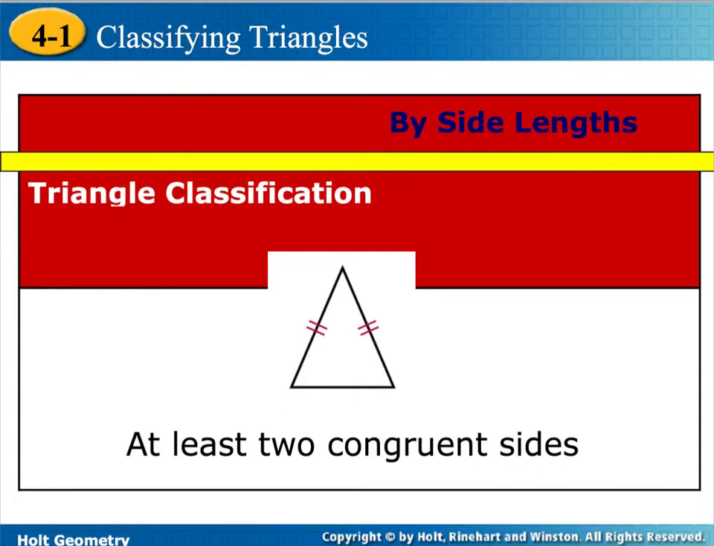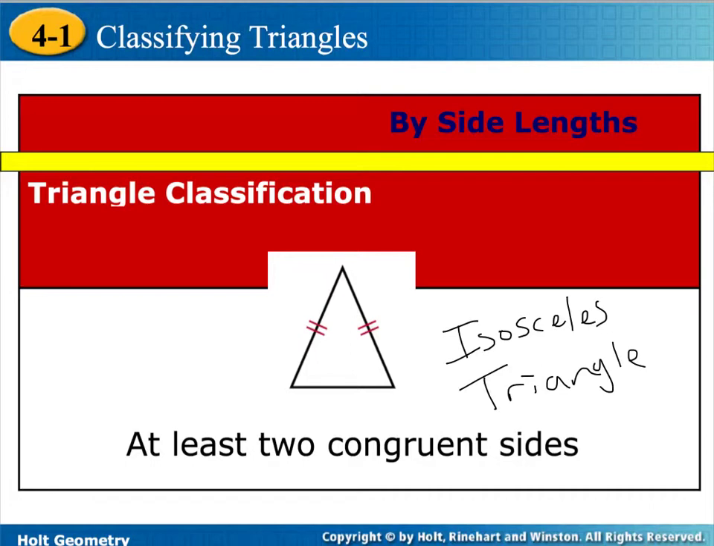Awesome. Let's move on to the next one. This next one, at least 2 congruent sides. When we have at least 2 congruent sides of a triangle, we are going to be talking about an isosceles. This is known as an isosceles triangle. 2 congruent sides is going to be an isosceles triangle.